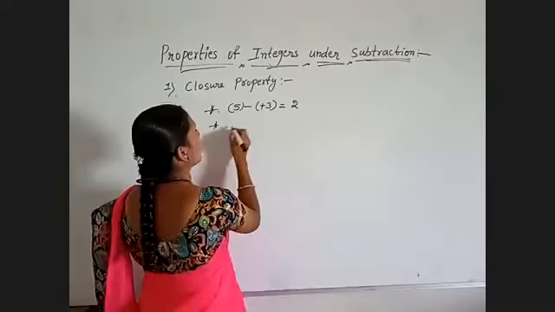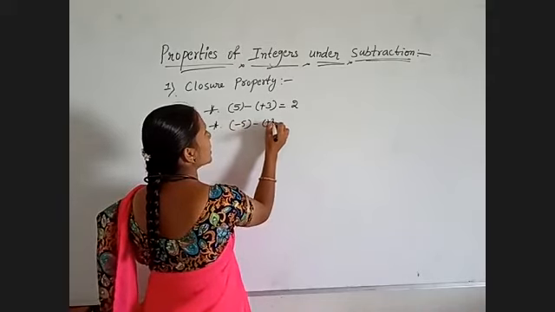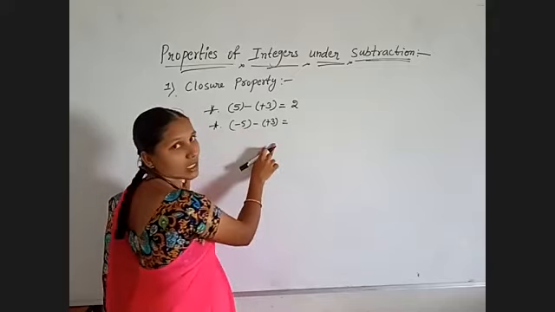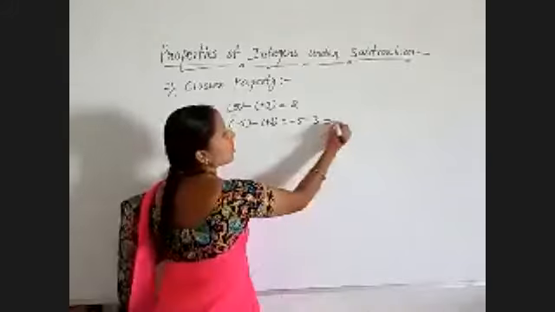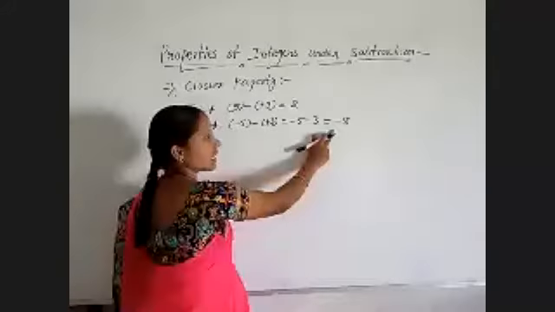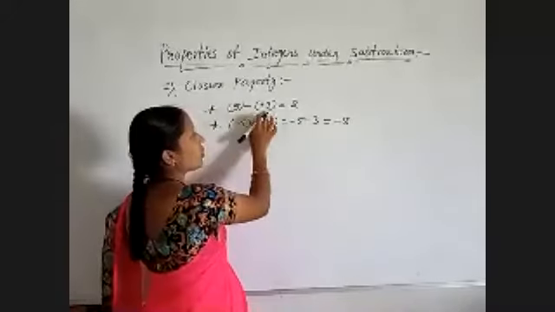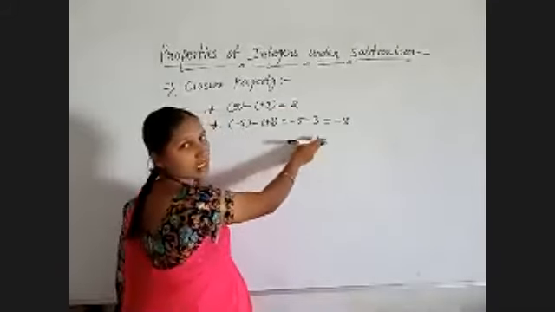Now coming to the next example, minus 5 minus of plus 3. Here one is negative, one is positive. Minus into plus is minus, so minus 5 minus 3. Both are negative values, so minus 8. Even though it is minus 8, it is also an integer. So when both are positive, it is an integer; when one is negative and one is positive, we also get an integer.